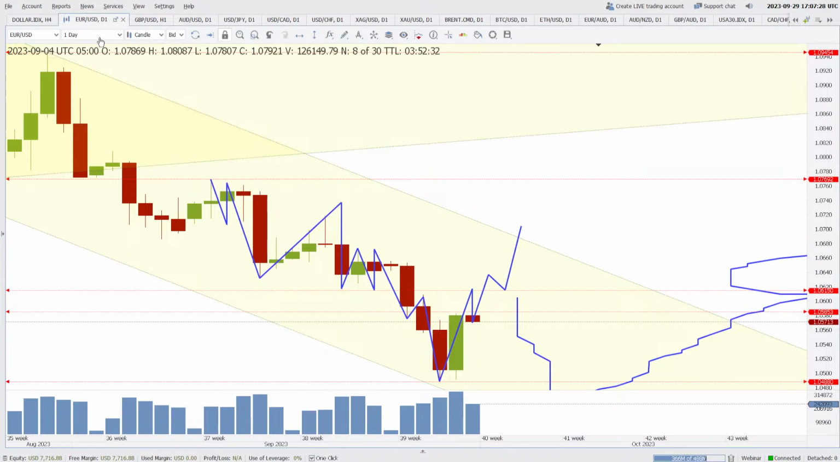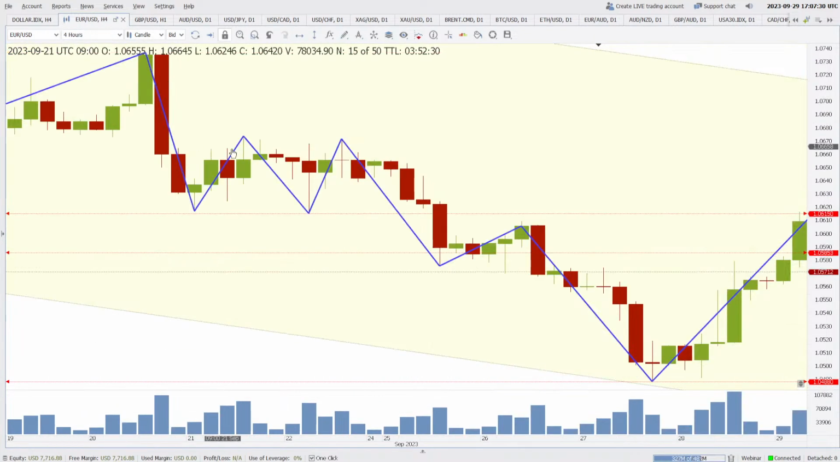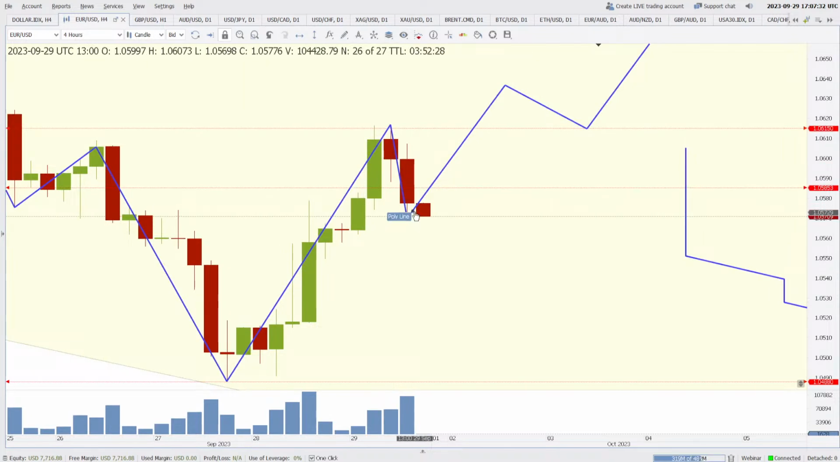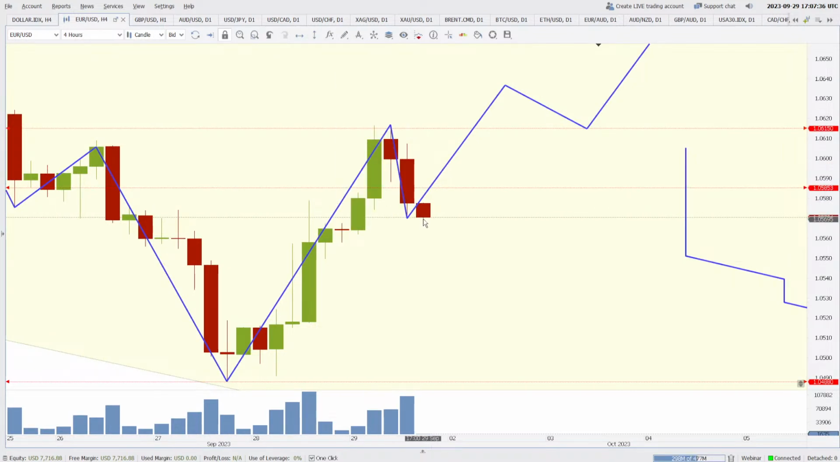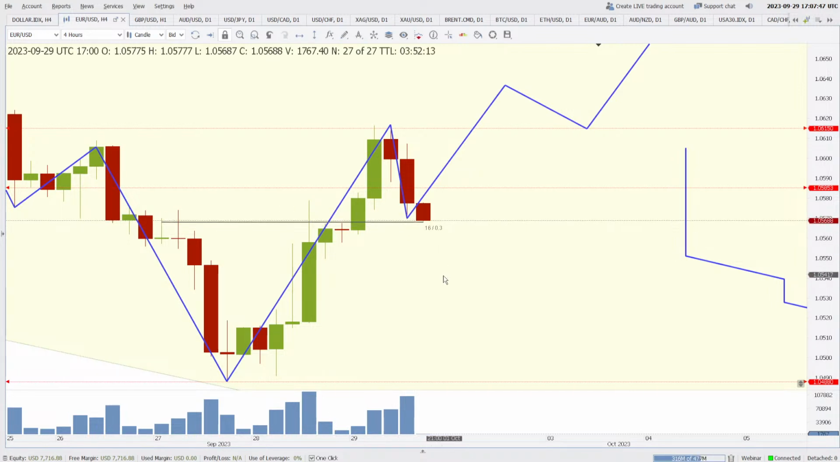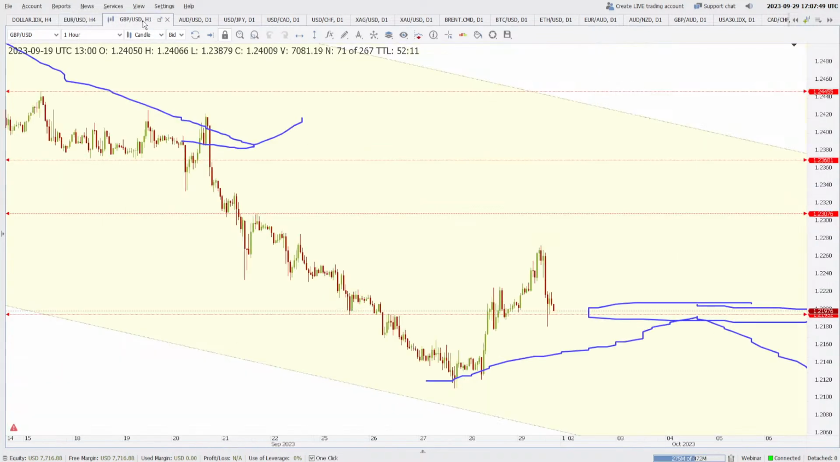But on the 4-hour, on the short term time frame, it looks like there is a possibility of a rise from this area, where the price is trading right now. Somewhere here. Let's see how things happen.